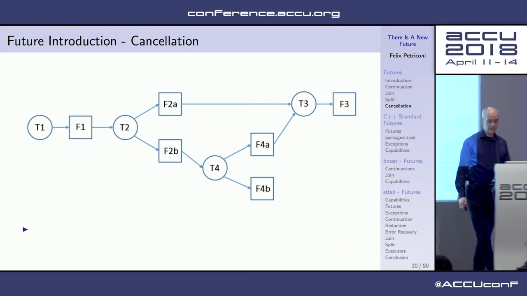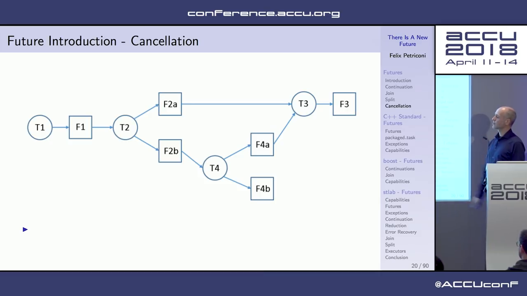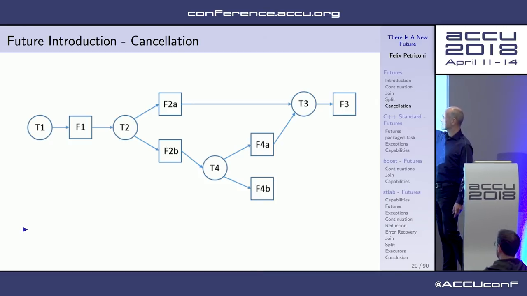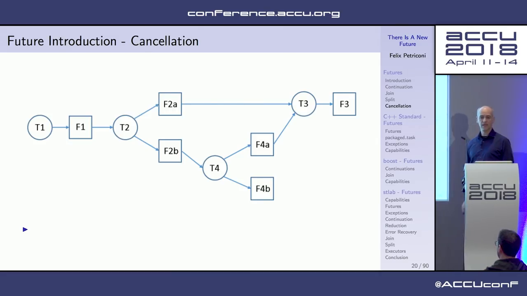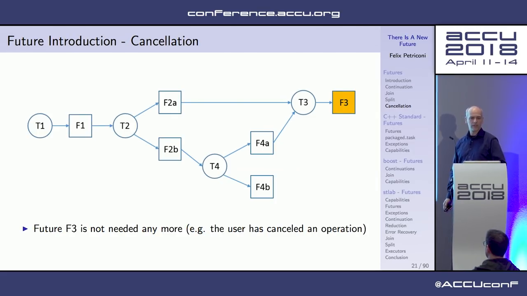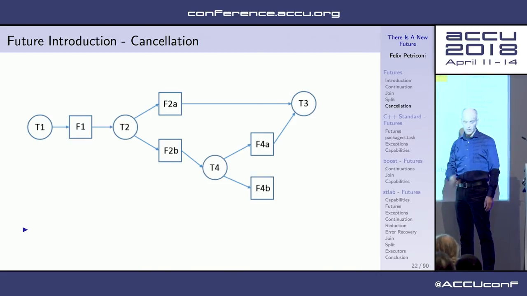And the fourth property, which I think is very interesting, is cancellation. Imagine that you have such a graph of certain tasks and futures. And then suddenly the user, for instance, cancels a certain operation, because he's not interested in the result anymore since it takes too long or whatever. So at the end, this future is not interesting anymore. Well, but we're using C++, so we do not want to waste our resources. We might use them for something else. So if this result is not interesting anymore, we don't have to do the calculations of this task.